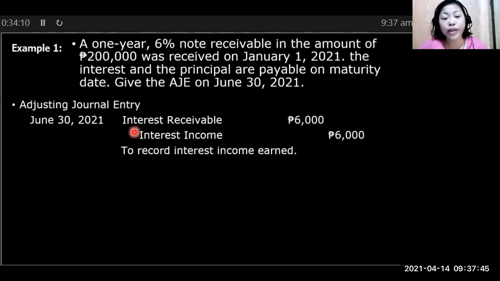Now, for the adjusting journal entry on June 30, 2021, you debit interest receivable for 6,000 pesos, then credit interest income for 6,000 pesos. This is to record interest income earned. How did I get 6,000 pesos?